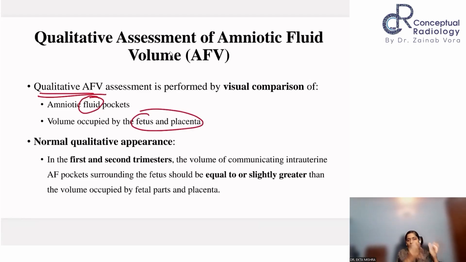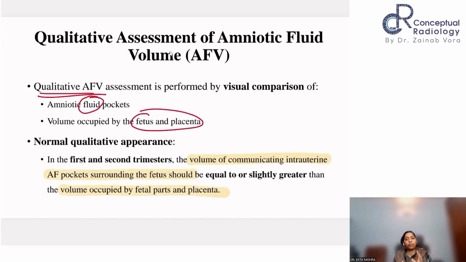In the early part of the gestation, the first and early second trimester, if the volume of the communicating intrauterine pockets of fluid is equal to or slightly greater than the volume which is occupied by the fetal parts and placenta, it's normal. You can understand it as if in the first trimester while you're doing NT scan or the early second trimester, if another baby can fit into that cavity, qualitatively this amniotic fluid is adequate.